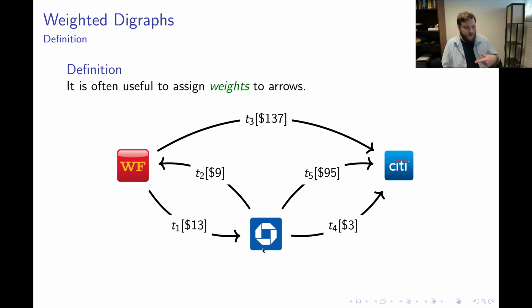Well, now that we're using this concept of weights, we can actually see in the model what the value of the transaction was. Wells Fargo sent Chase Bank only $13. The fourth transaction, represented by T sub 4, carries a weight of 3 and points from Chase to Citi. This is telling us that in the model, the fourth transaction was Chase sending Citibank $3, so on and so forth. So we call models or directed graphs that look like this weighted digraphs. The idea is that we're attaching a number to every arrow in the directed graph.